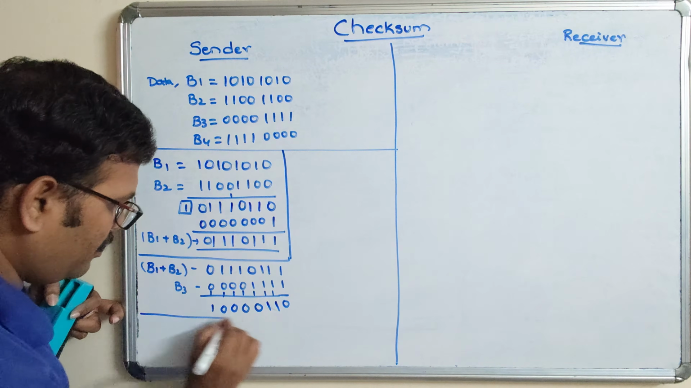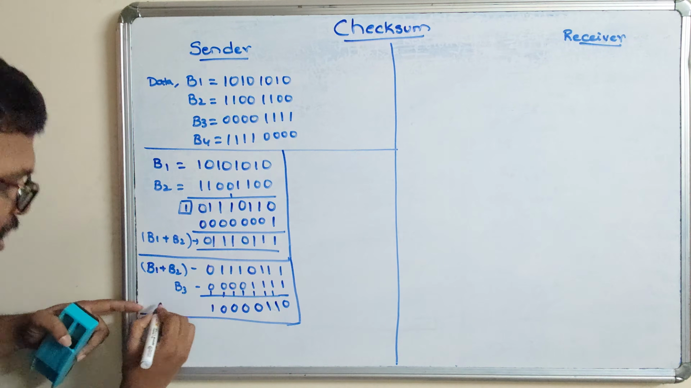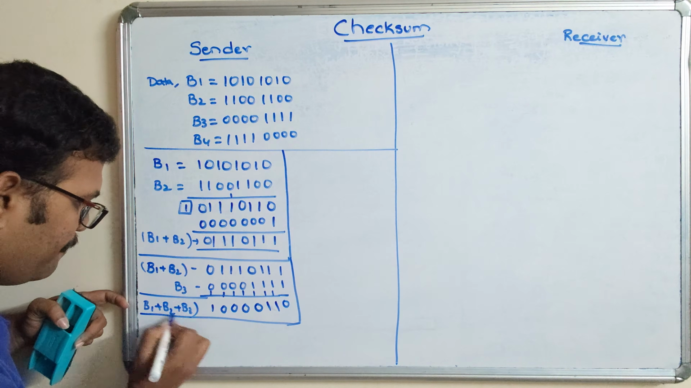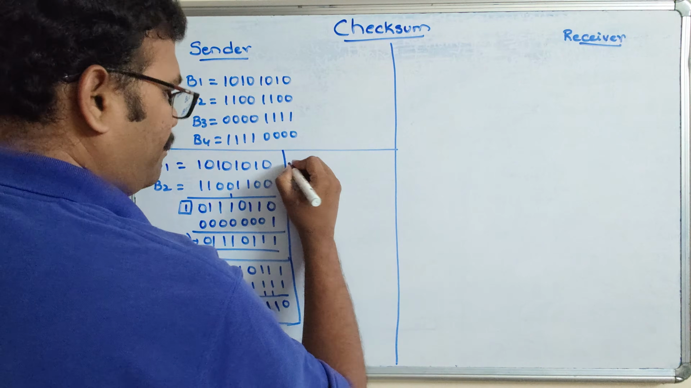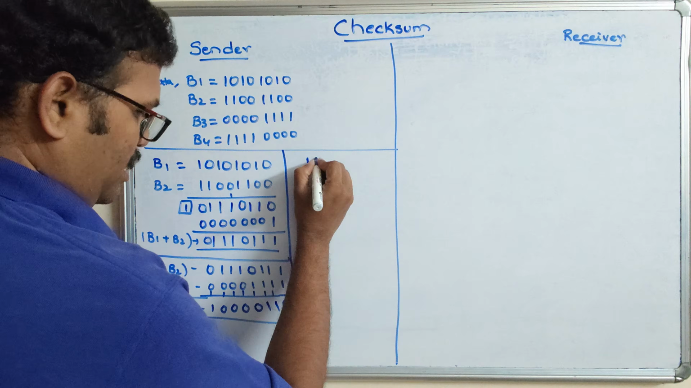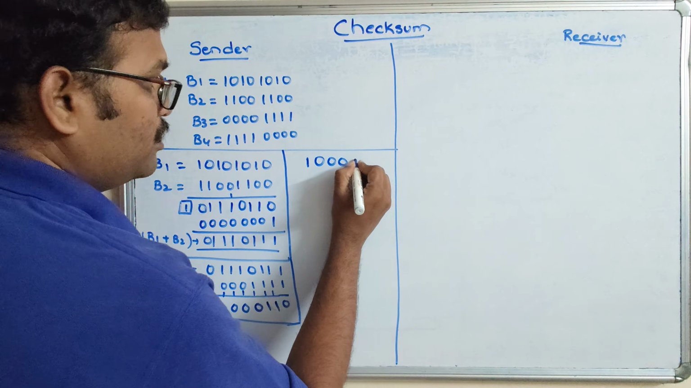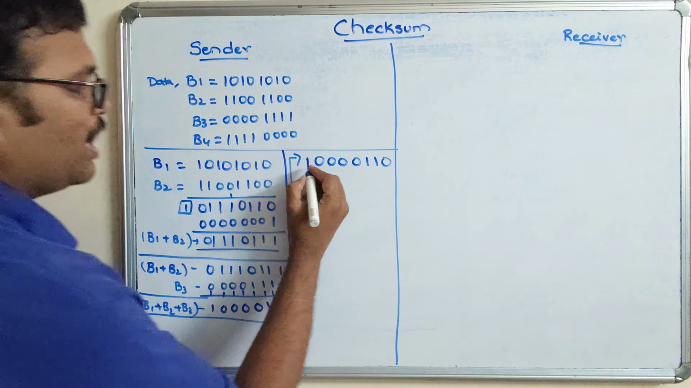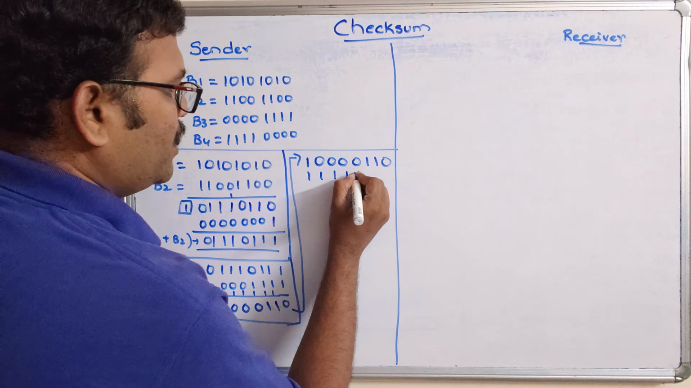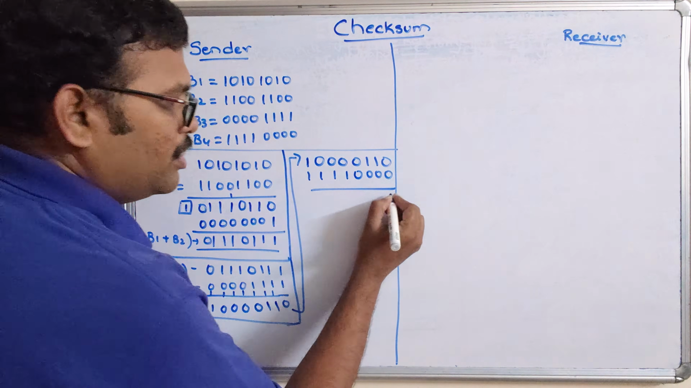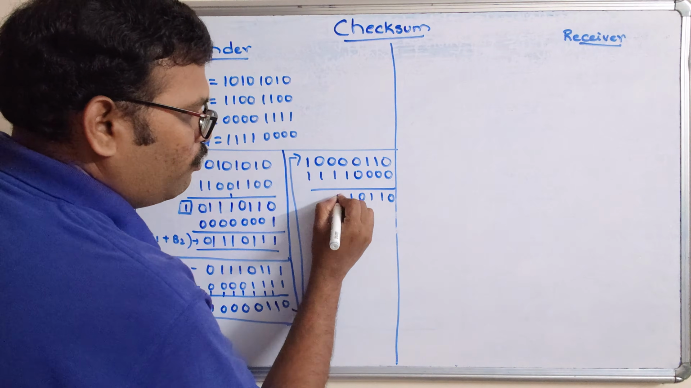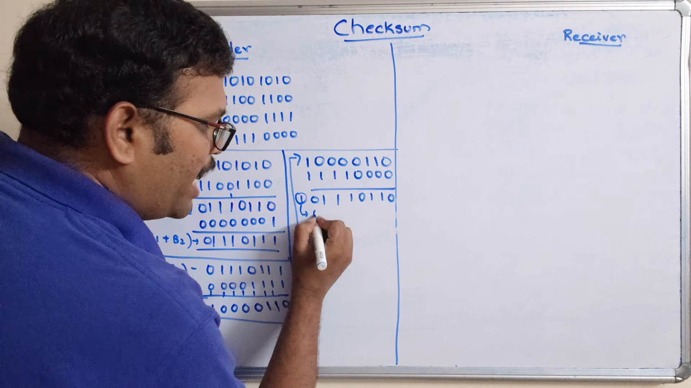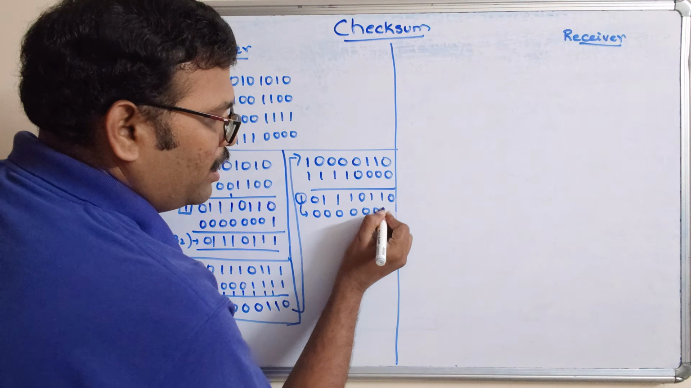So we are getting this one. This is B1 plus B2 plus B3. Now we have to apply this one, 1 0 0 0 0 1 1 0. And with this the last one, 1 1 1 1 0 0 0 0. So 0 1 1 0 1 1 1, and here it is 0 and 1 carry. This should be added to the LSB. So I'm adding to the LSB.